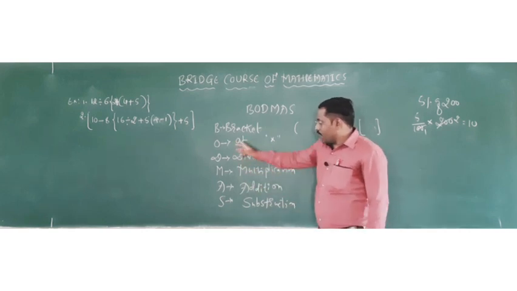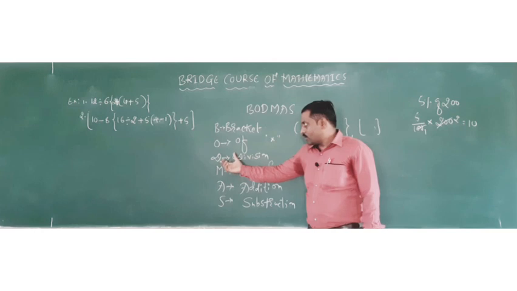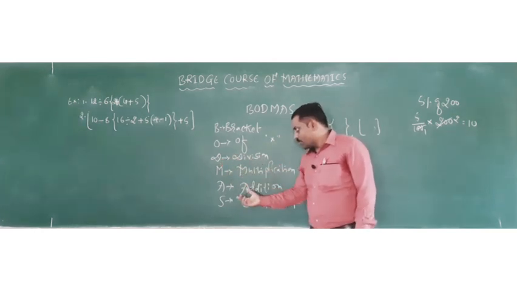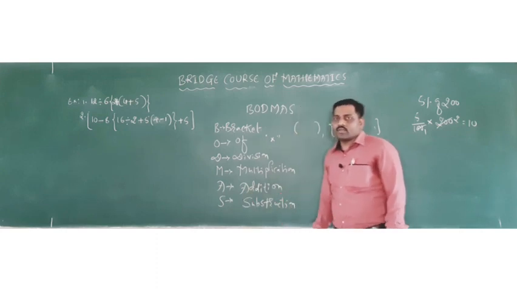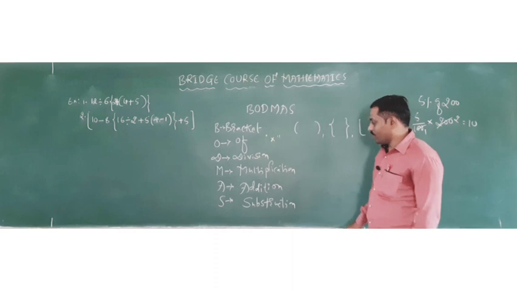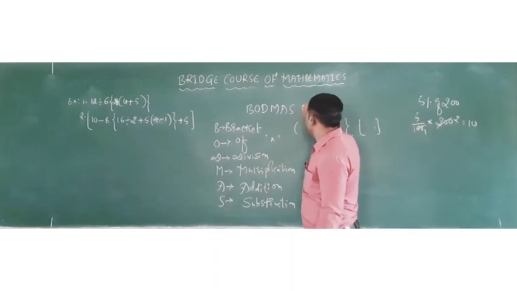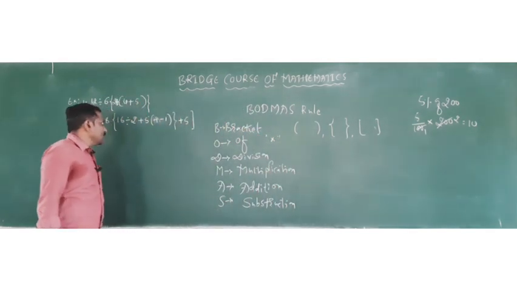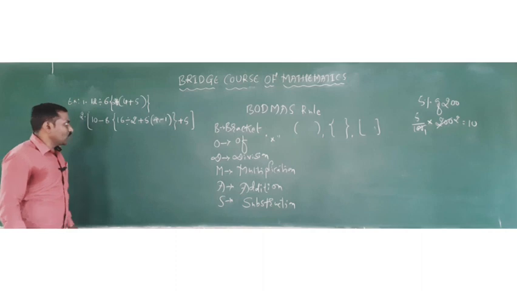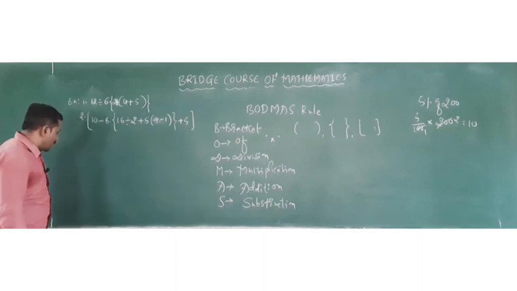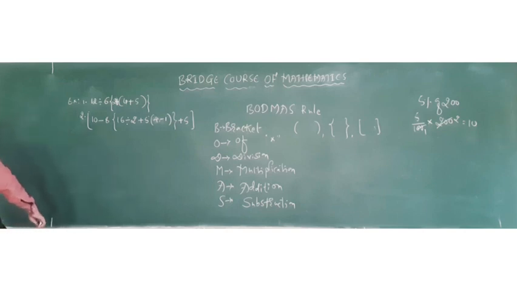First remove the bracket, then we go to division, multiplication, addition and subtraction. This is the BODMAS rule. Are you agree? This is the BODMAS rule. So, we will see an example and solve such types of examples by using the BODMAS rules.